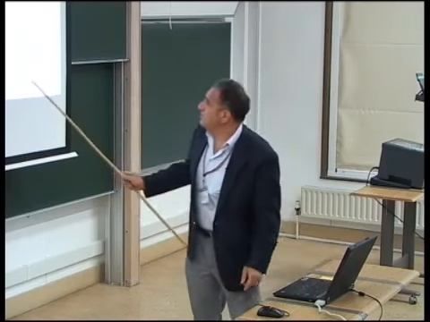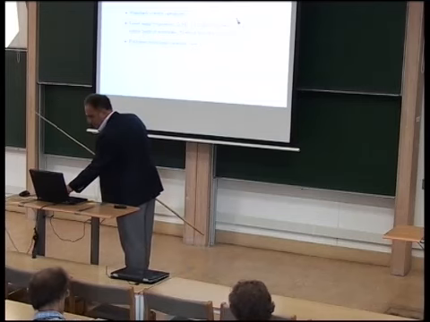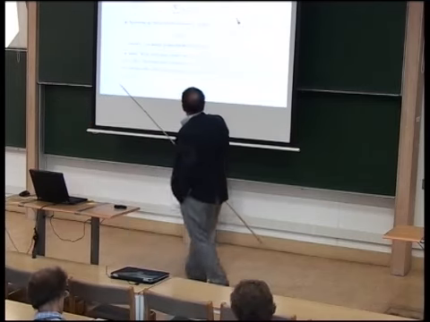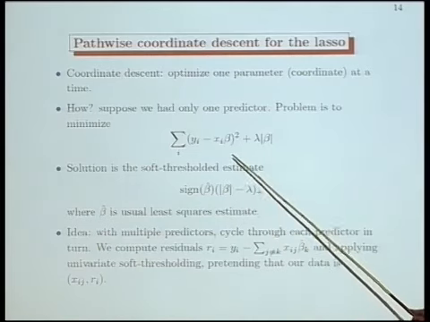So what I want to talk about today is something new. Coordinate descent is what it's called. And this is a very fast, simple algorithm for the lasso and associated problems. So what's it about? Well, suppose we just had a single predictor. Okay? So a single x, how do we solve the lasso problem? Here's the problem we get.